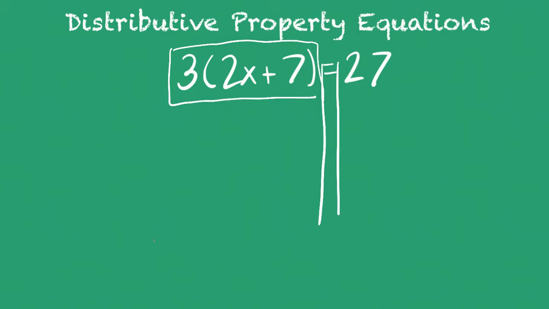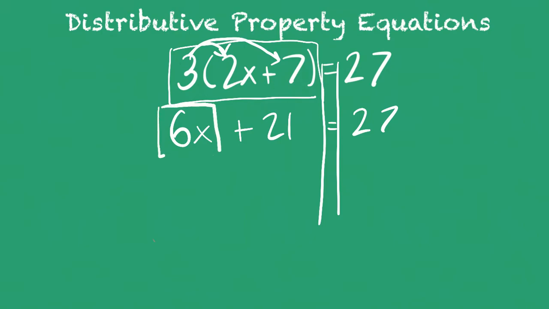So that means we multiply the 3 by everything inside the parentheses. So we're going to do the 3 times the 2x, which is 6x, and the 3 times the positive 7, which is positive 21. Bring down the equal sign, bring down the 27, and now it becomes a two-step equation. So my variable is 6x. I'm going to put a box around it, and I'm going to look at what's outside the box, the plus 21, and do the opposite of that, which is subtract 21 on both sides.